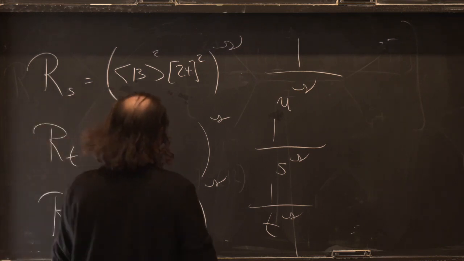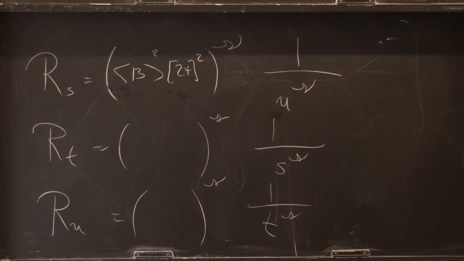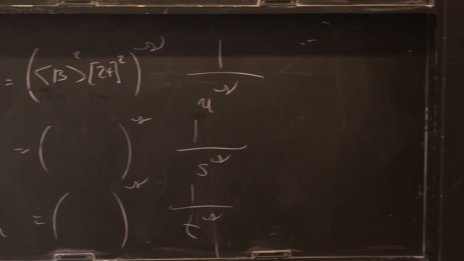Okay, so let's do it one at a time, and let's first deal with spin 1. Let's first deal with s equals 1. So let's say we have s equals 1, and so now the residue in the s channel looks like 1 over u. The residue in the t channel looks like 1 over s.